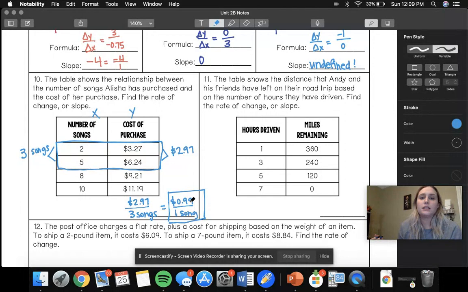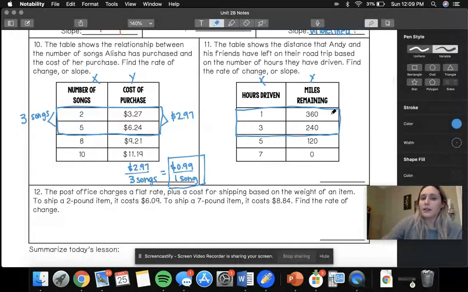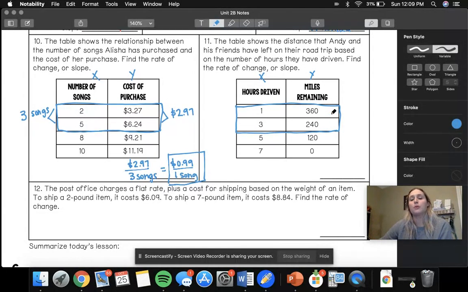For number 11, it says the table shows the distance that Andy and his friends have left on their road trip based on the number of hours they have driven. Find the rate of change or the slope. So we have hours driven and miles remaining. X is the hours driven, Y is the miles remaining. We could use the slope formula, but if it's already set up, we're just going to find the difference.